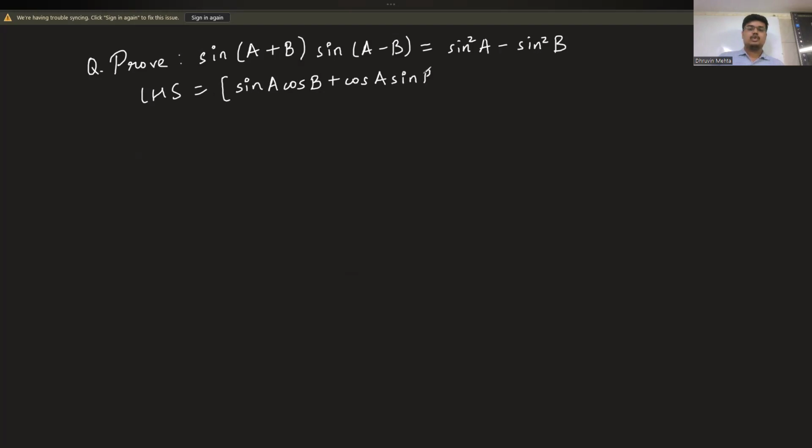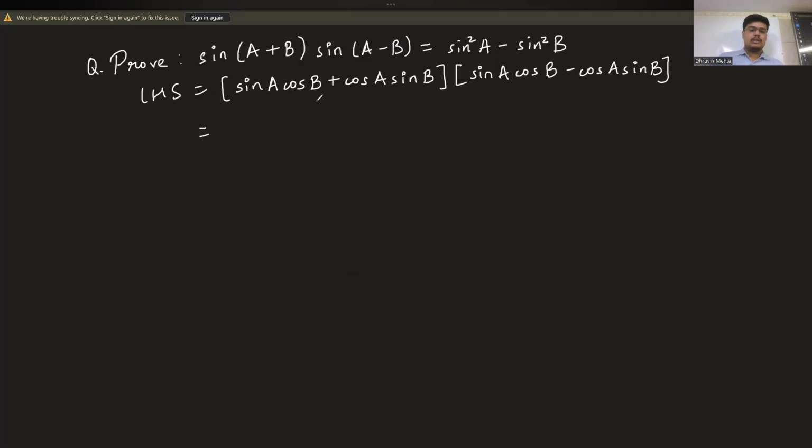So are you getting this? Sin A cos B plus cos A sin B. Sin of A plus B, did you write this? Sin A cos B plus cos A sin B. And sin of A minus B is sin A cos B minus cos A sin B.